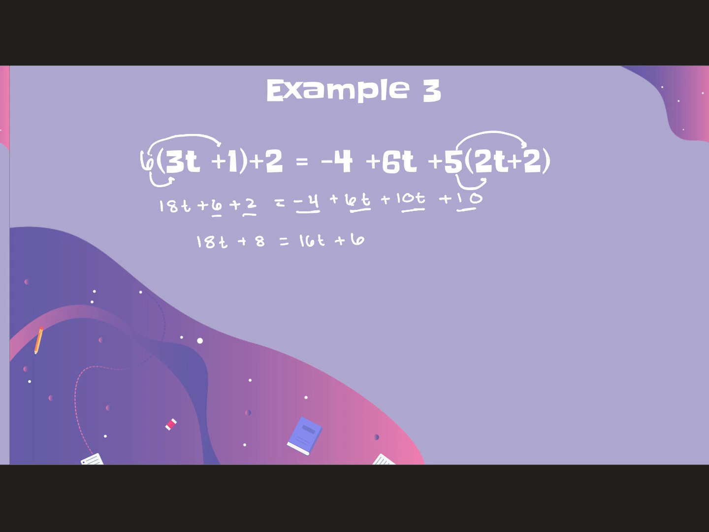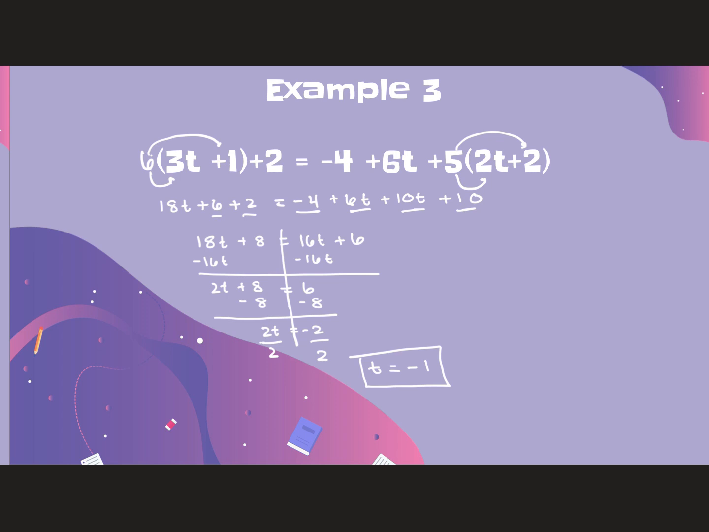Now I'm going to move the variable, so I'm going to subtract 16t on both sides. And I get 2t plus 8 is equal to 6. Subtract 8 from both sides. I get that 2t is equal to negative 2. Divide both sides by 2, not negative 2, but by 2. And I get that t is equal to negative 1. All right. You can always check to make sure your answer is correct by plugging it in for the variable.